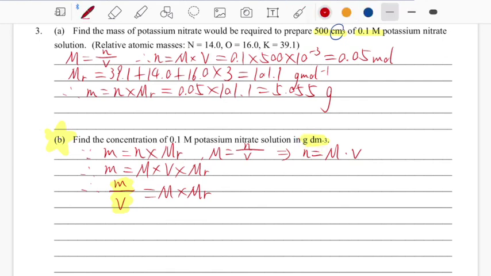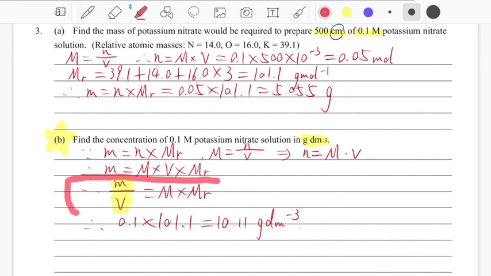So the easy approach to do this is the molarity 0.1 multiplied by the molar mass we have worked out in part A, which is 101.1. And then it will give us the answer, 10.11 gram per dm cube. So please highlight this formula, because you're going to use it quite often in later calculations.